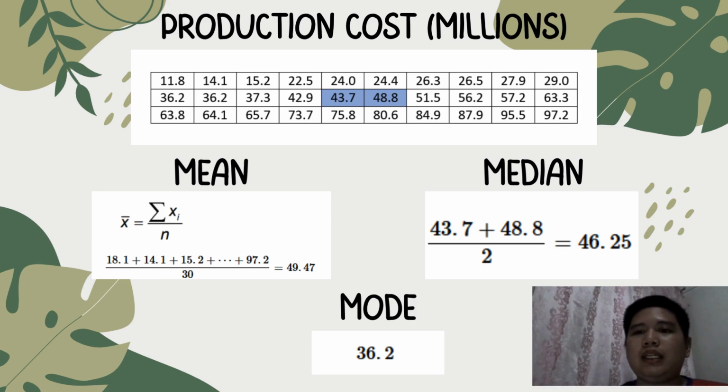For the median, as I have highlighted, the 15th and 16th numbers are 43.7 plus 48.8. Since the dataset is even, we have to take the 2 middle values and divide by 2, and the answer is 46.25. The mode is 36.2, which occurs 2 times, in Infineon Technologies Malaysia Sdn Berhad and Kosan Rubber Industries Berhad.